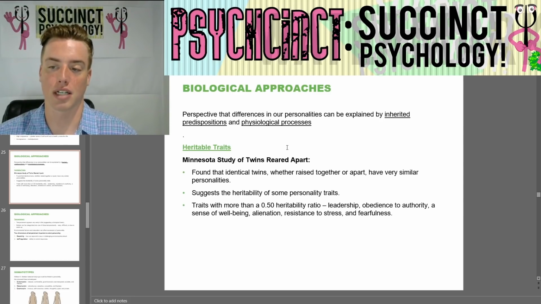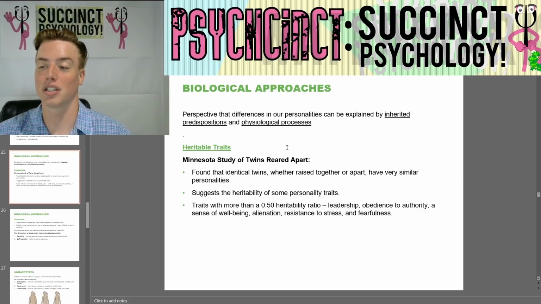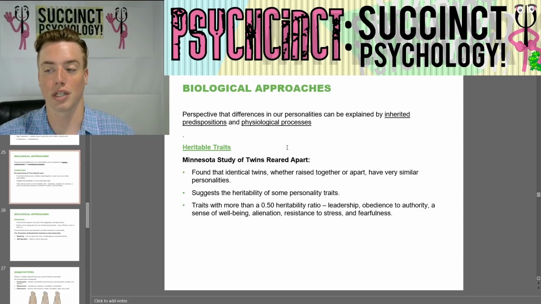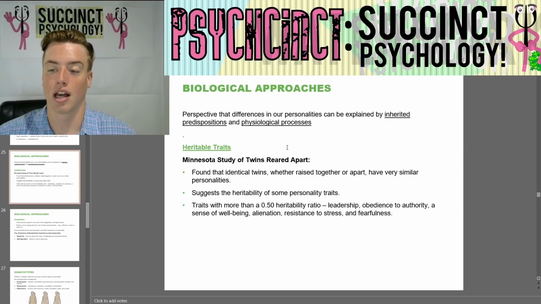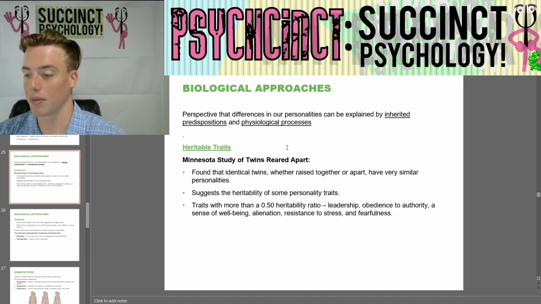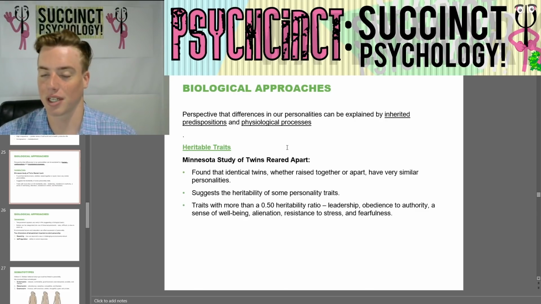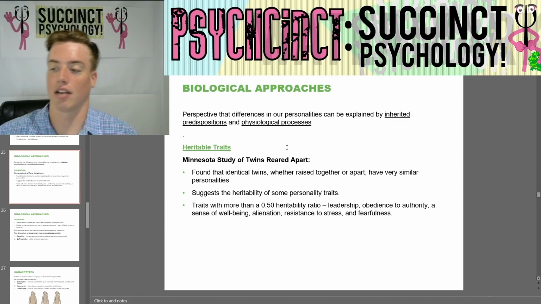So, heritable traits. The Minnesota study of twins reared apart found that identical twins, whether raised together or apart, have very similar personalities. This suggests the heritability of some personality traits. Traits with more than a 0.50 heritability ratio, for example, leadership, obedience to authority, a sense of well-being, alienation, resistance to stress, and fearfulness.